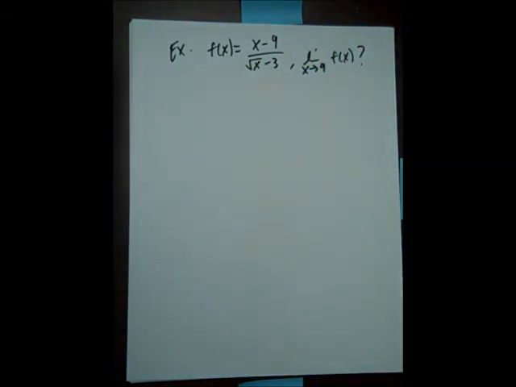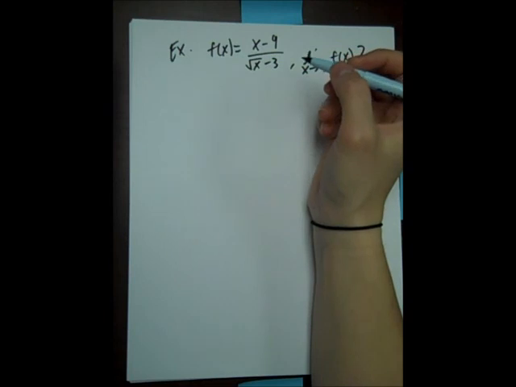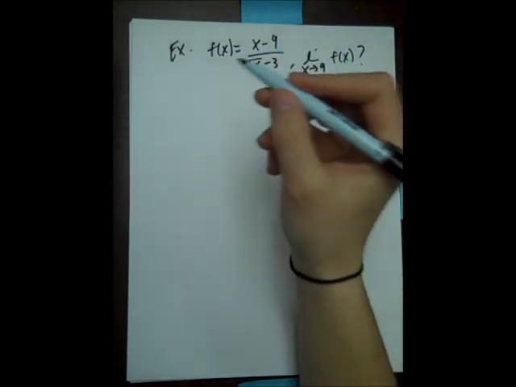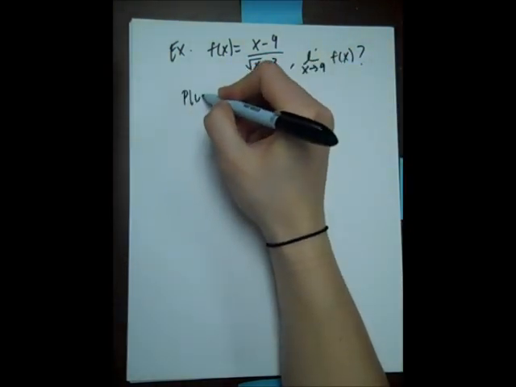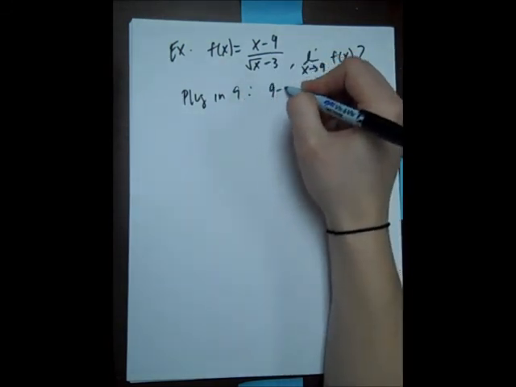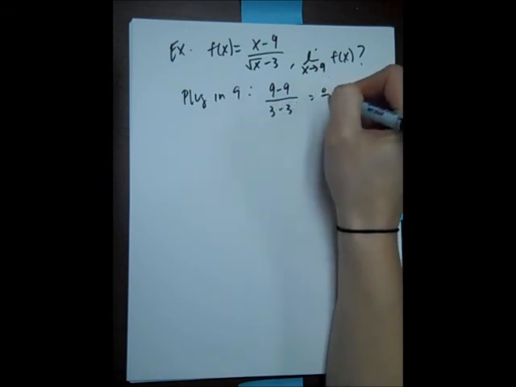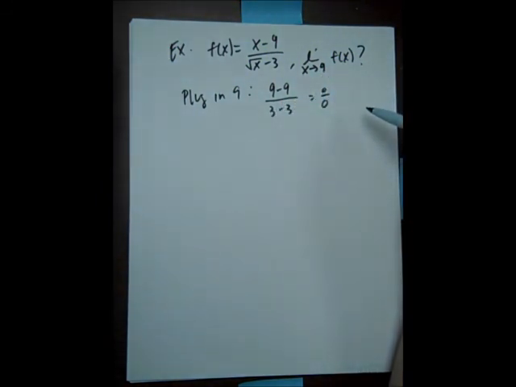So intuitively, what we want to do is say, can I plug in 9? Well, what happens when I plug in 9 for f of x? In the top, I'll get 9 minus 9. In the bottom, I'll get 3 minus 3, which is 0 over 0. This is an indeterminate form.